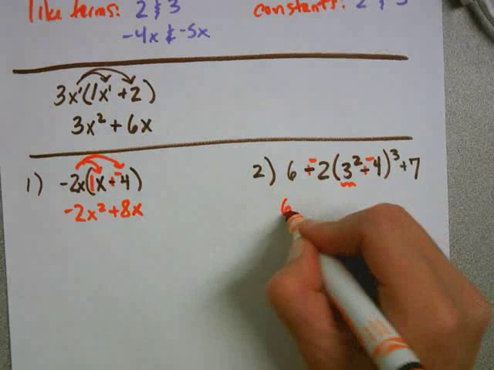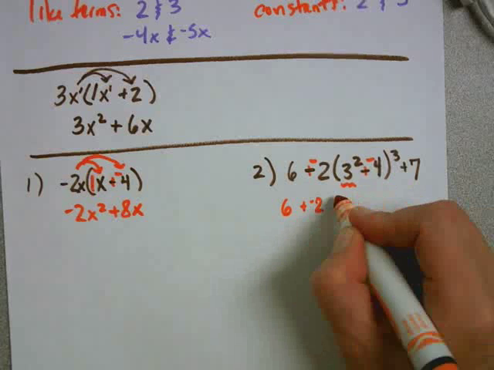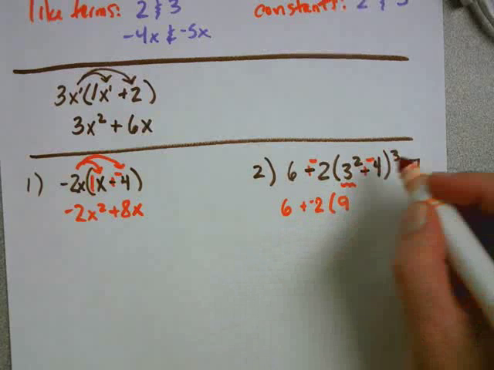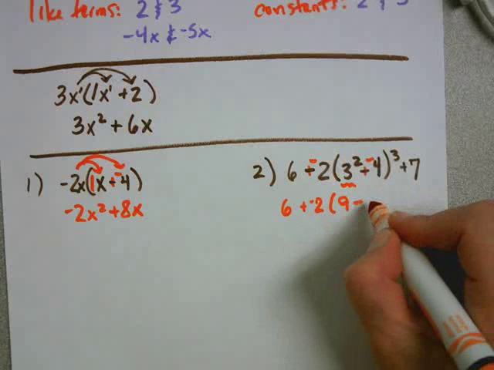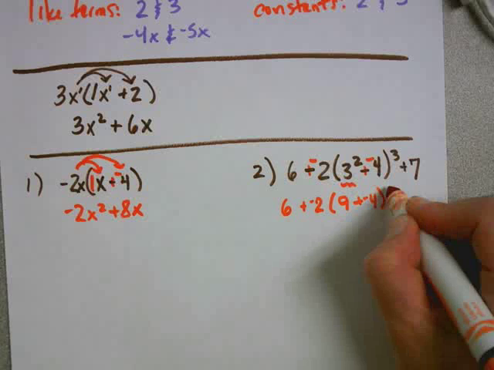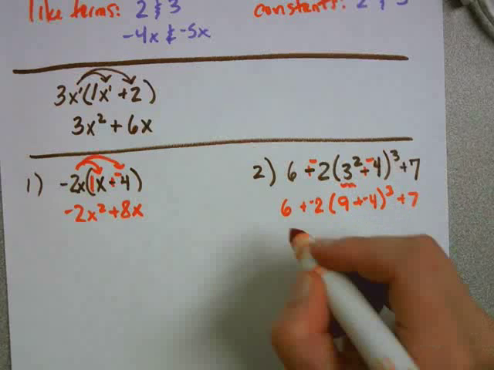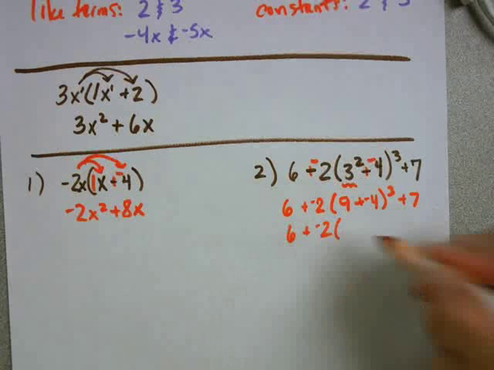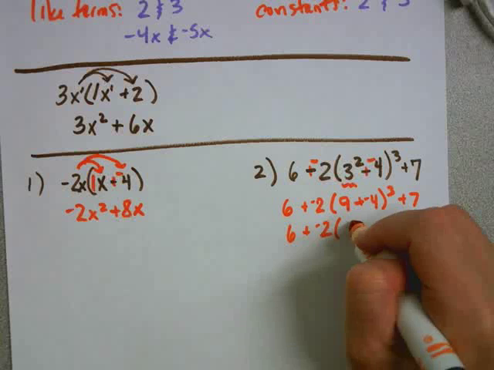So I rewrite the 6 plus negative 2. 3 squared, 3 times 3, is 9. 9 minus 4 I could have kept here, or plus negative 4 is the same thing. Cubed plus 7. All right, 9 plus negative 4 is 5.